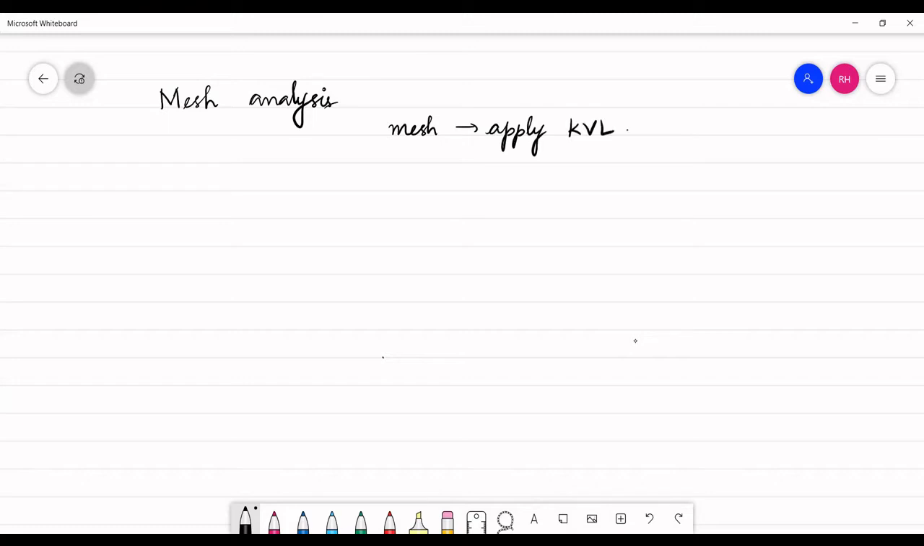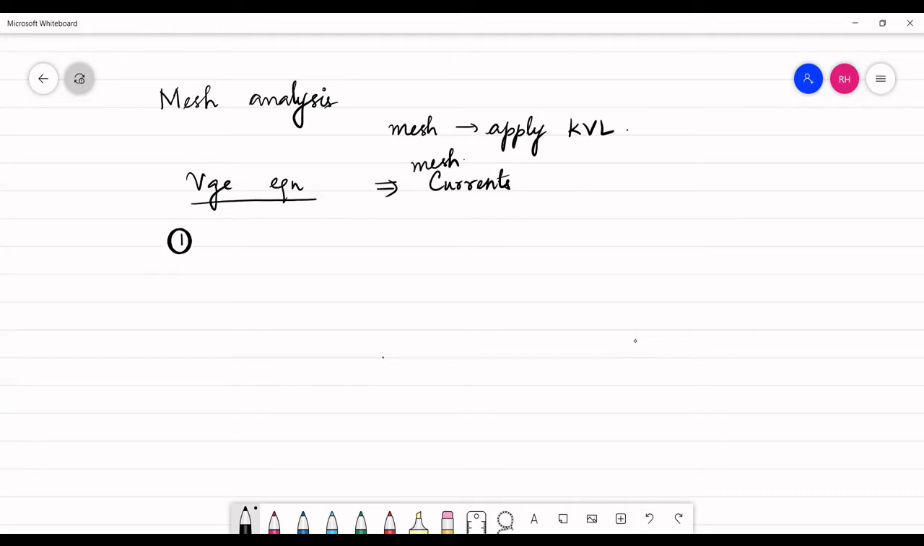So applying Kirchhoff's voltage law, we are going to write the voltage equation at all meshes and we are going to solve the voltage equation and we are thereby going to find the value of mesh currents. So let me quickly summarize mesh analysis by breaking down into the following steps.